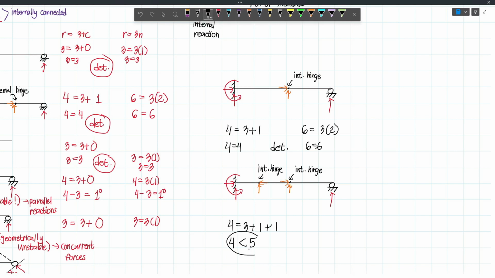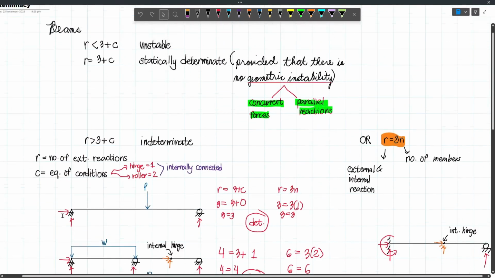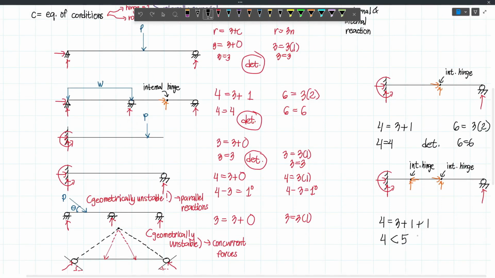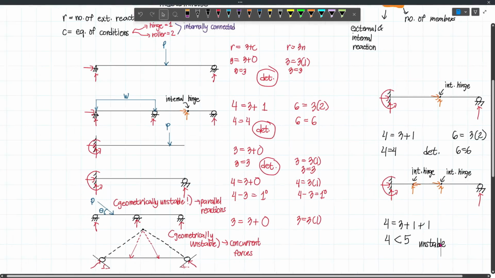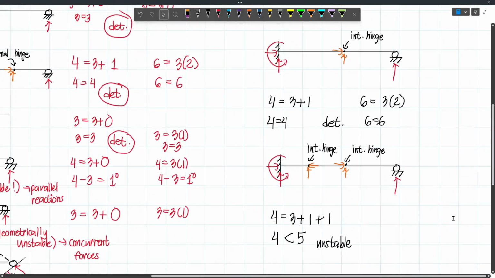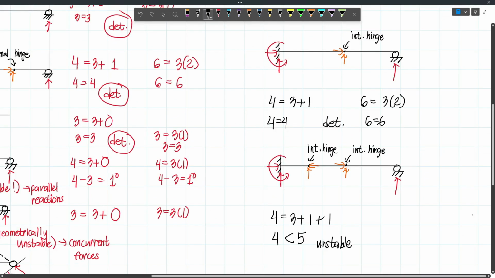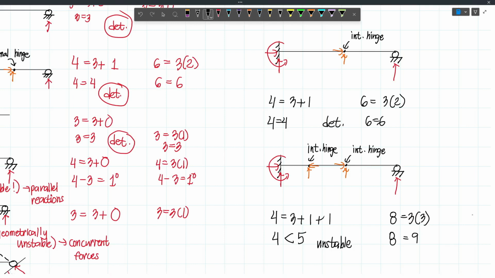Now what is this condition? Again, it falls under unstable, because 3 plus c has exceeded your r. So it is unstable. Now sir, what if you use r equals 3n? Here our r is the total of all again. So 3 plus 2, 5 plus 2, 7 plus 1, 8. Our r is 8. And then equals 3 times how many members? One, two, three. So 3 times 3. Now we get 8 is equal to 9, but 9 is greater.